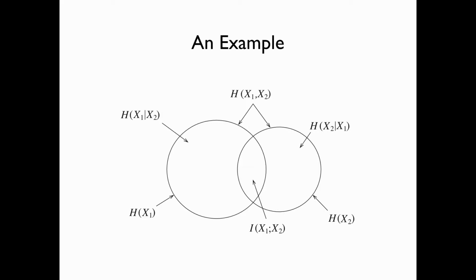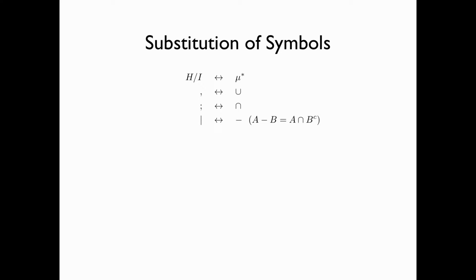We have seen before this set theoretic representation of Shannon's information measures for two random variables X1 and X2: entropy of X1, entropy of X2, the joint entropy of X1 and X2, the conditional entropy of X1 given X2, the conditional entropy of X2 given X1, and the mutual information between X1 and X2. So what is the precise relation between information measures and set theory?